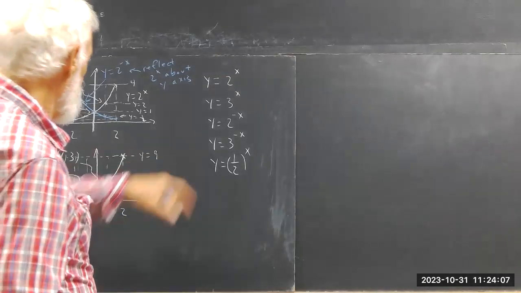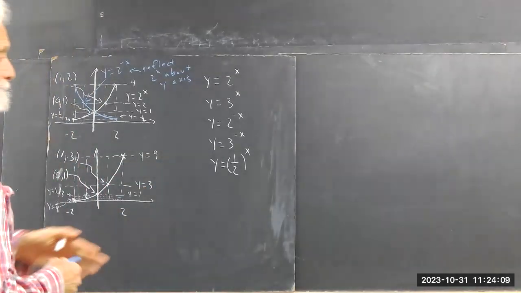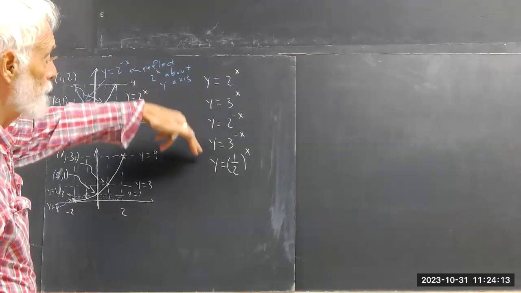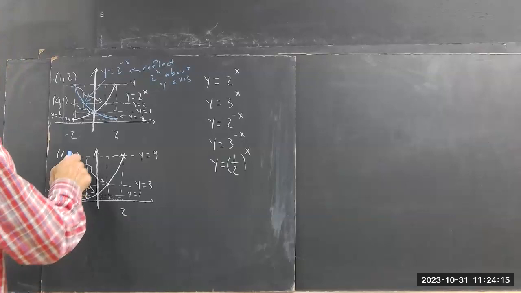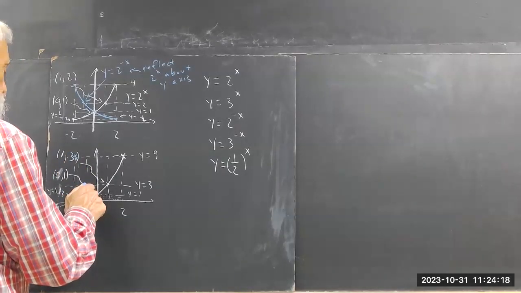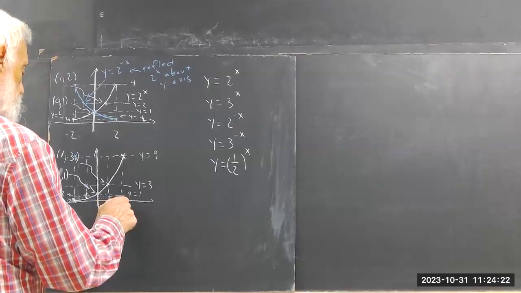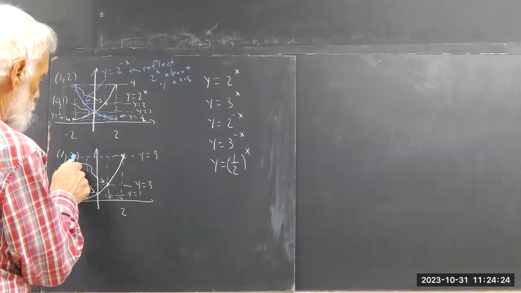Okay. And then 3 to the negative x, well, it's also going to reflect a graph. It's going to reflect the 3 to the x graph about the y-axis, which is going to give you points here, here, here, and way down here. It's going to look like this.